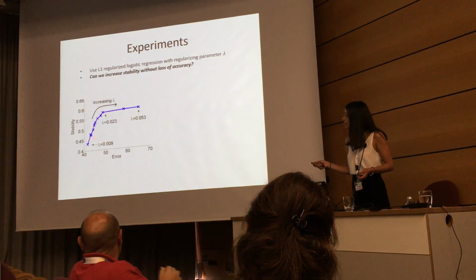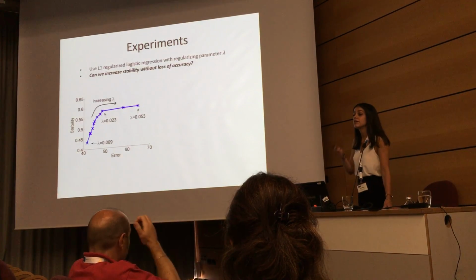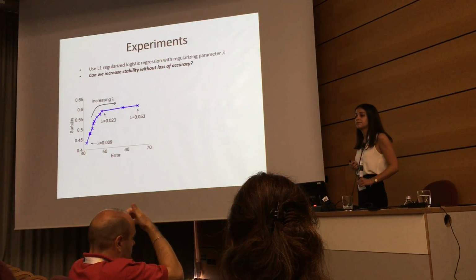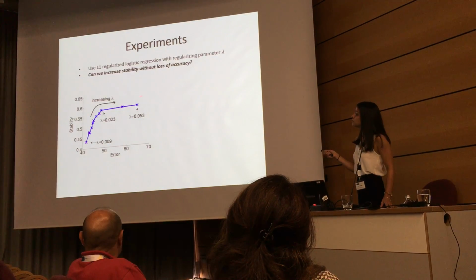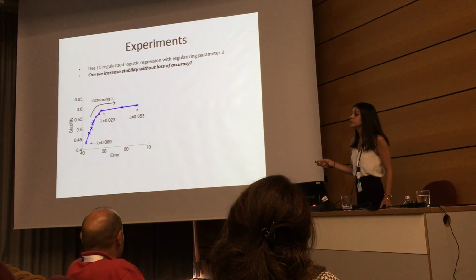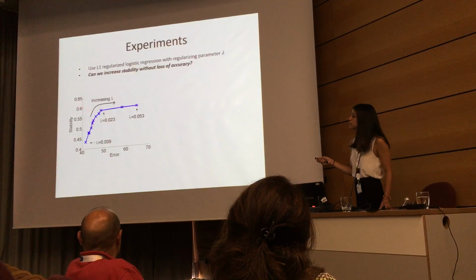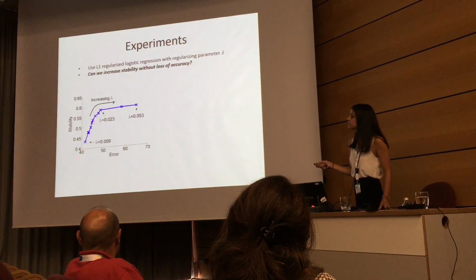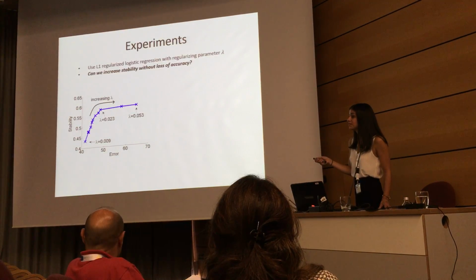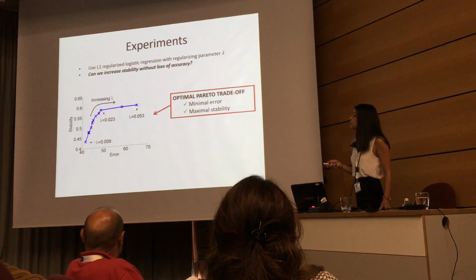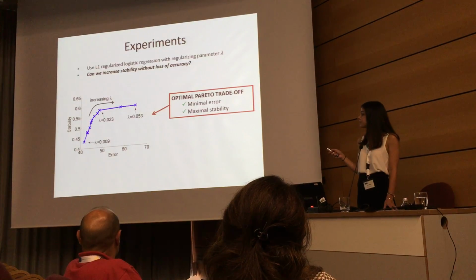So if we look at this value, this would have been the value of lambda we would have picked if we were basing our observation only on the error, because this is the smallest error. But in this point, this is the point we would have picked if we looked at stability only. But there is a trade-off in the middle. We can select this value of lambda that does not increase the error a lot and improves the stability. So we found an optimal Pareto trade-off, minimal error and maximal stability.